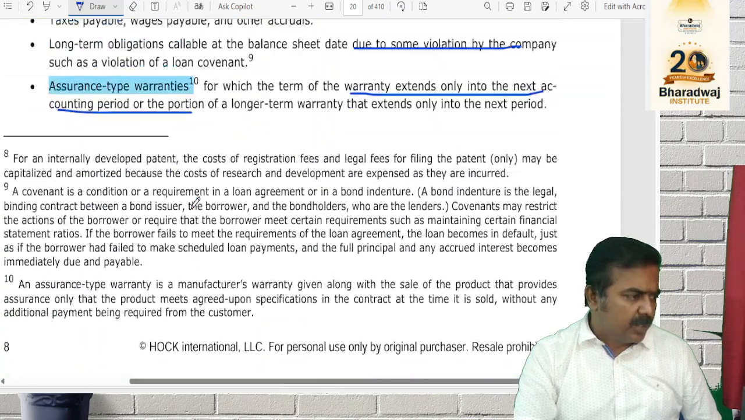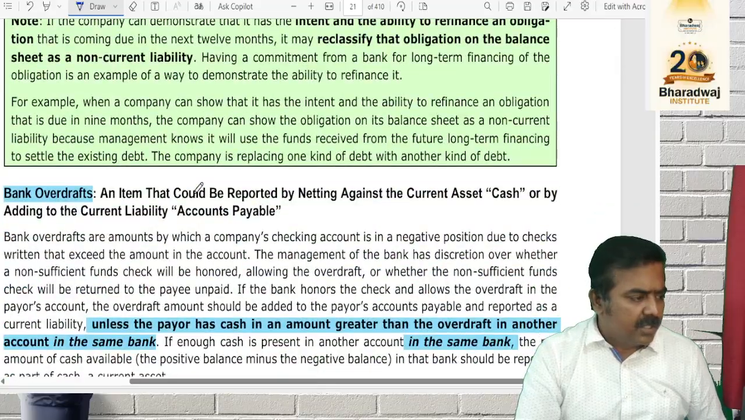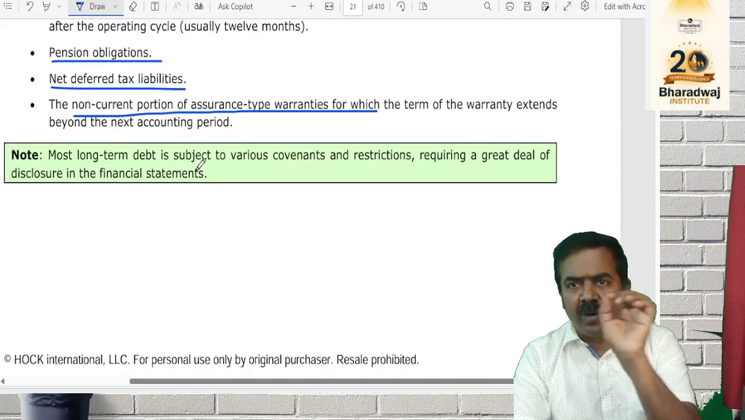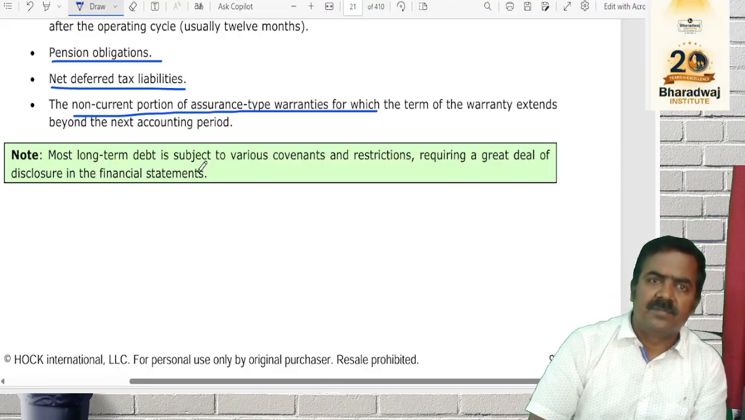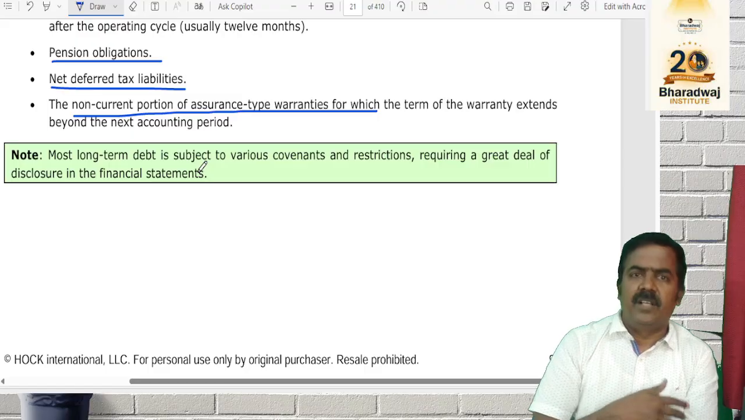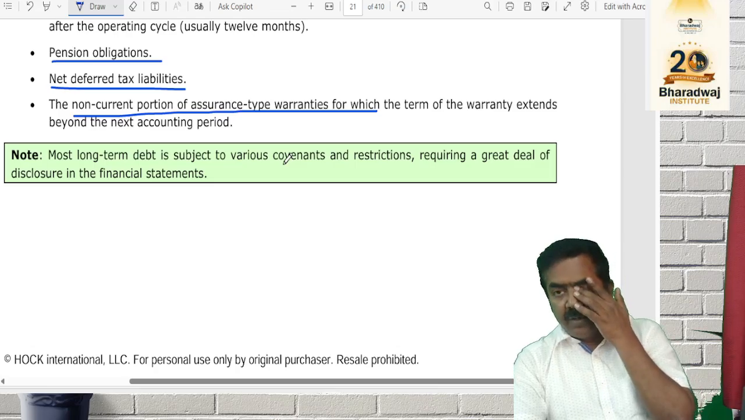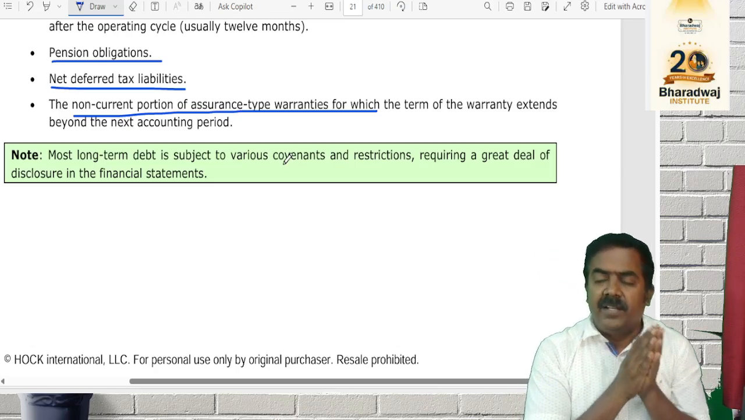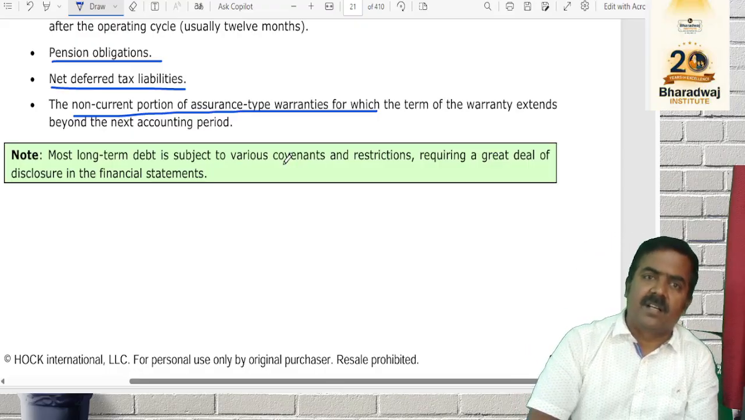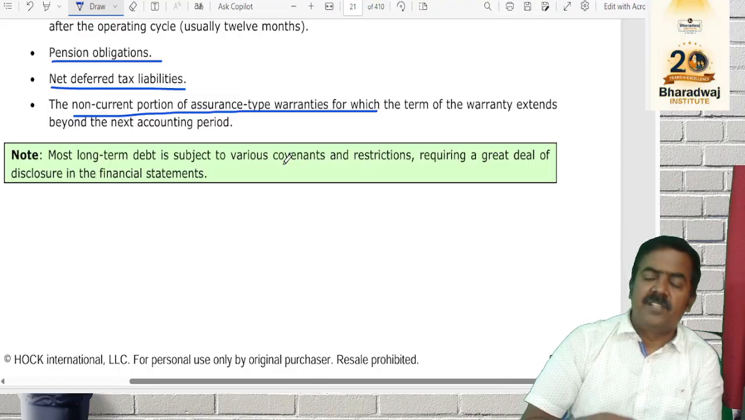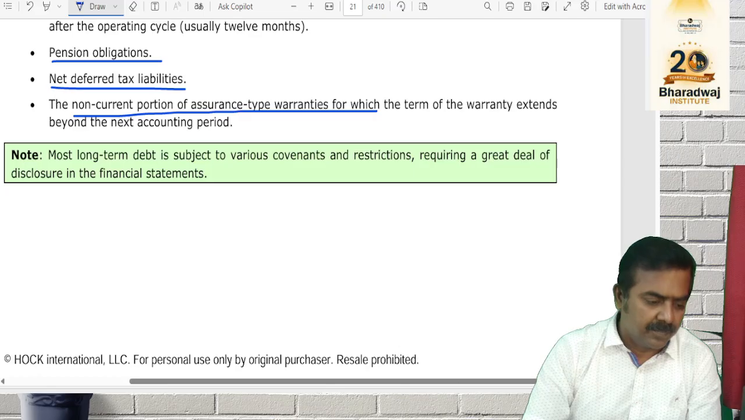So we discussed what a current asset is. Simple principle. See, you cannot remember all these things. The one-line principle you have to remember is that current or non-current depends on the accounting year or operating cycle. If the asset or liability gets converted or becomes payable within one operating cycle or within 1 year, it is a current asset or current liability. If it is more than 1 year, it is a non-current asset or non-current liability.